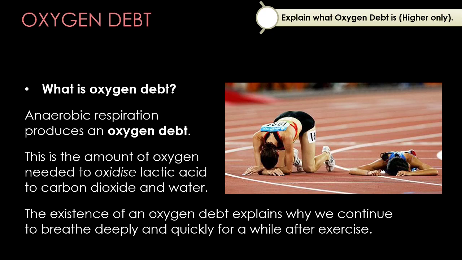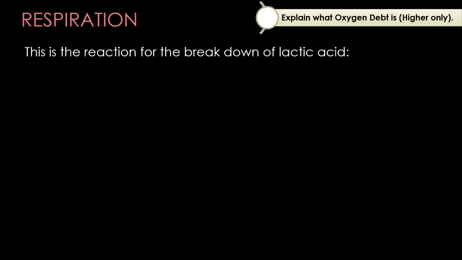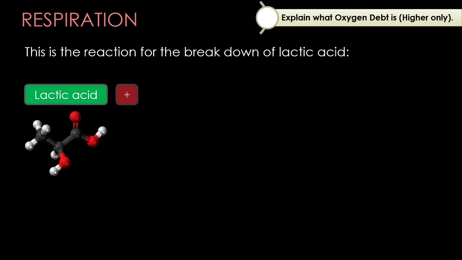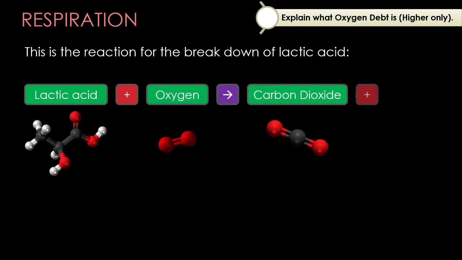When you've finished doing exercise, the reason why you carry on breathing really deeply is because you are in oxygen debt. You still owe your body some oxygen. There's lactic acid that's built up inside your muscles, and your body needs more oxygen than it's been getting in order to break it down into carbon dioxide and water. So there's a reaction that has to happen in order for the lactic acid to break down. The lactic acid has to be oxidized, meaning that it's going to be combined with oxygen. And when you combine lactic acid with oxygen, you form carbon dioxide and water.